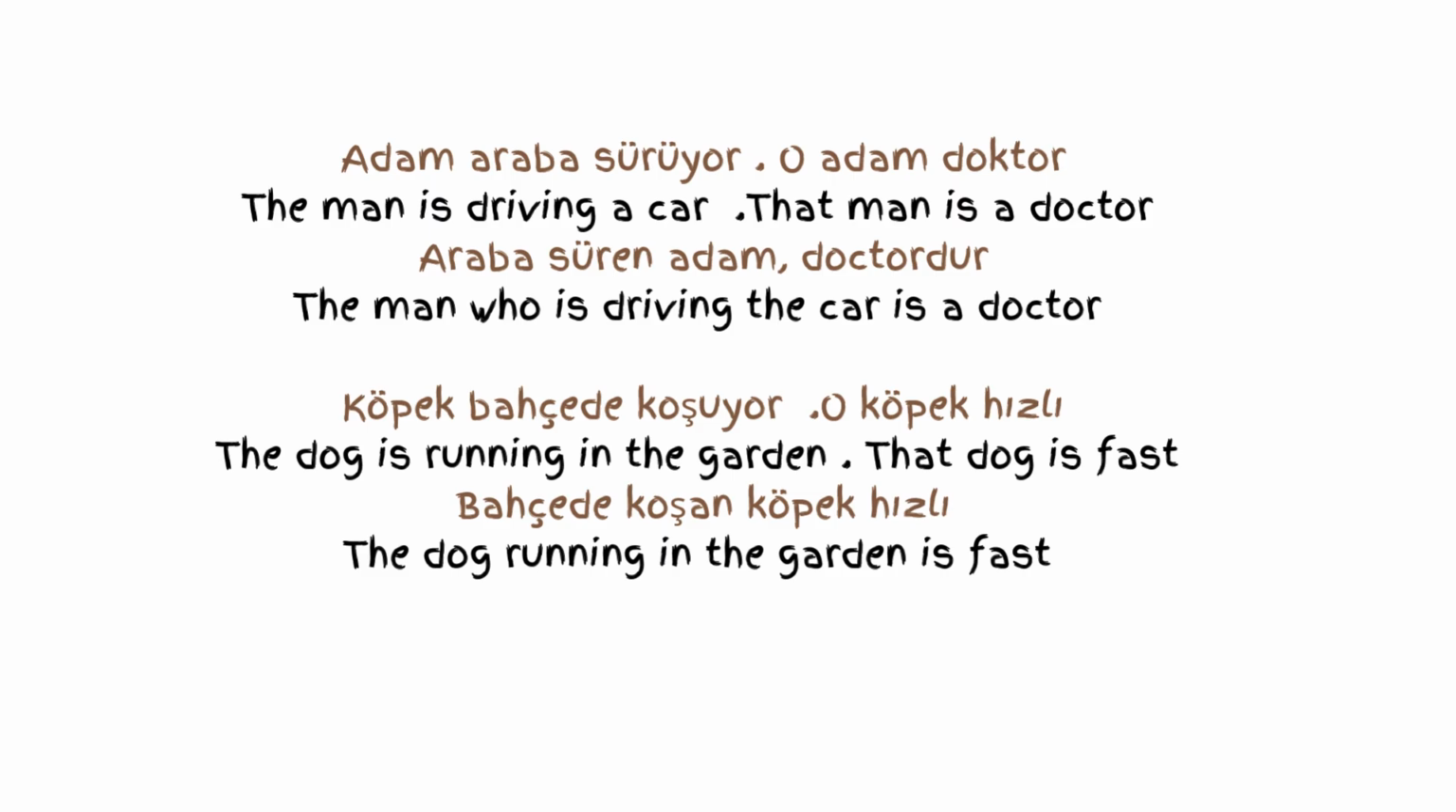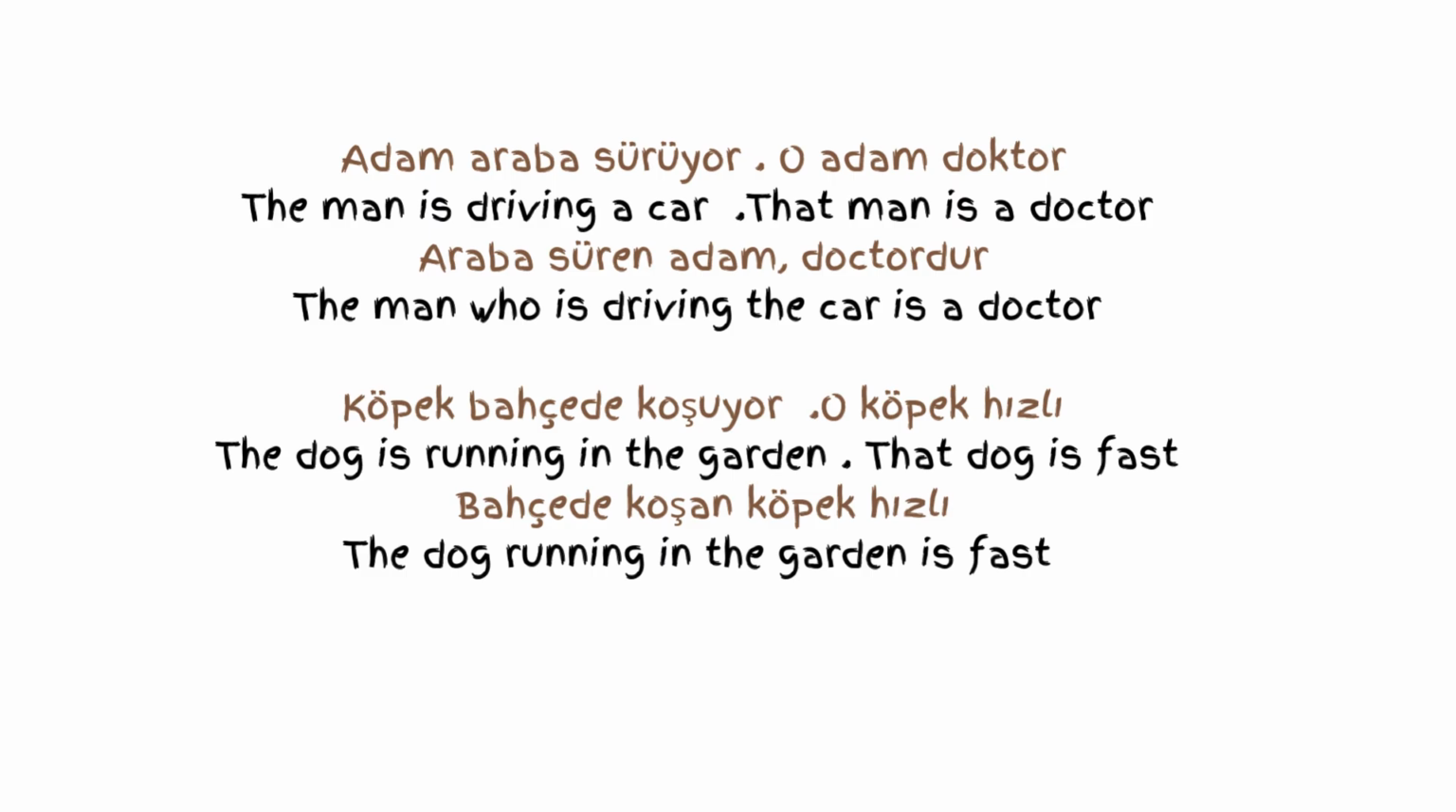Köpek bahçede koşuyor. The dog is running in the garden. O köpek hızlı. That dog is fast. Now, I'm talking about the same subject, which is the dog. In the first sentence, he's doing the action, which is koşuyor, he is running. In the second one, I'm describing him, which is he's fast, hızlı.